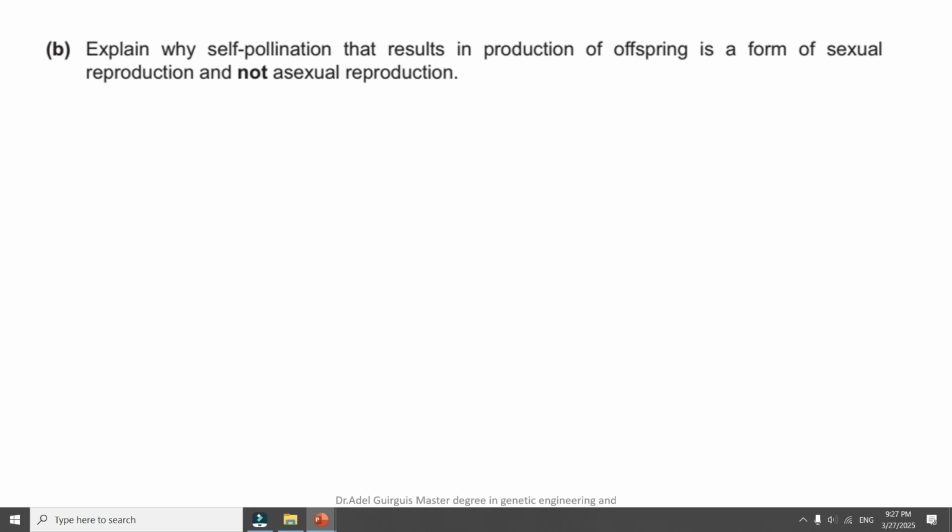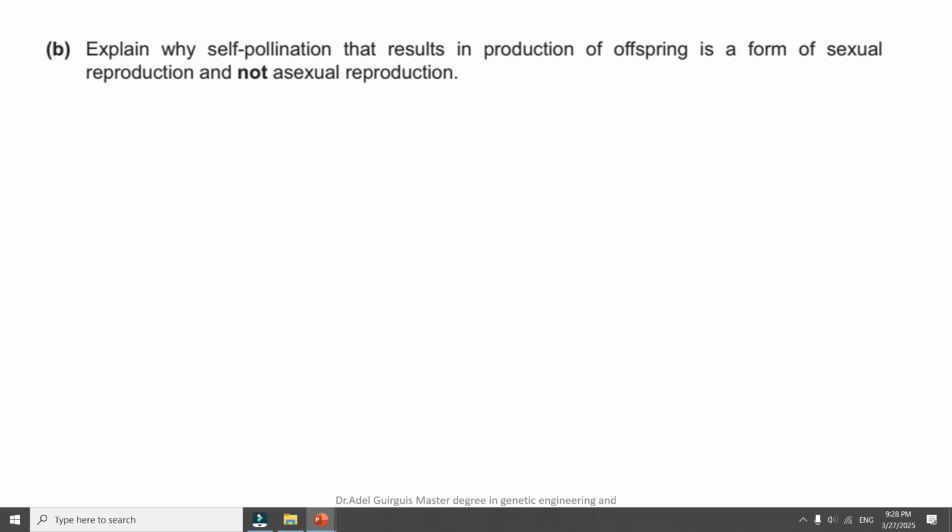Now for letter B, explain why self-pollination that results in production of offspring is a form of sexual reproduction and not asexual reproduction. Although only one parent is responsible for self-pollination within the same plant, for example the same tree, it is still considered sexual reproduction, not asexual.